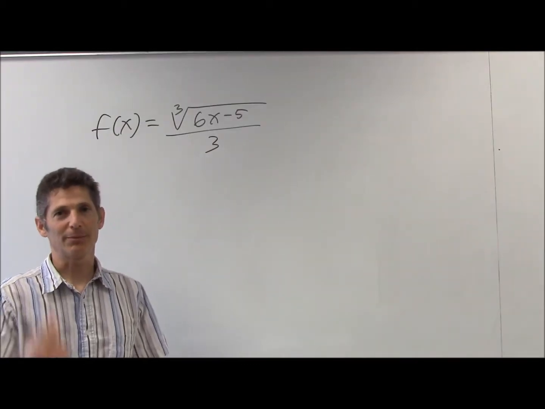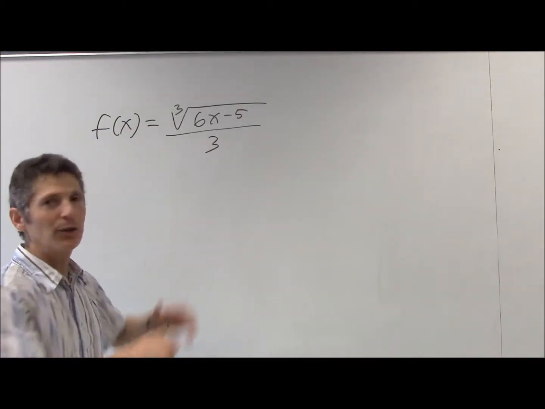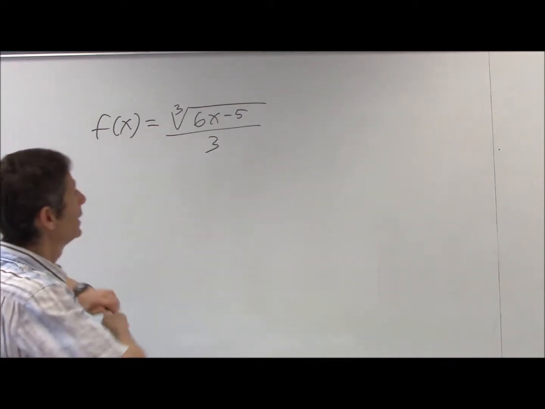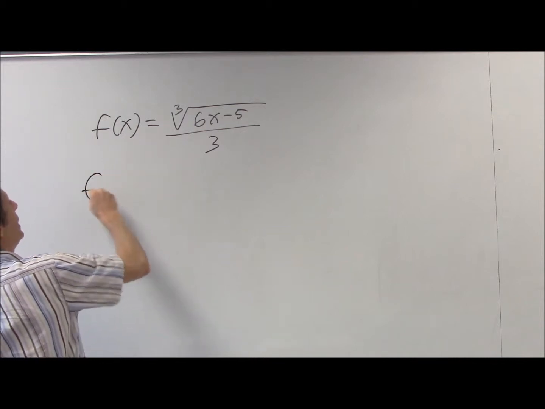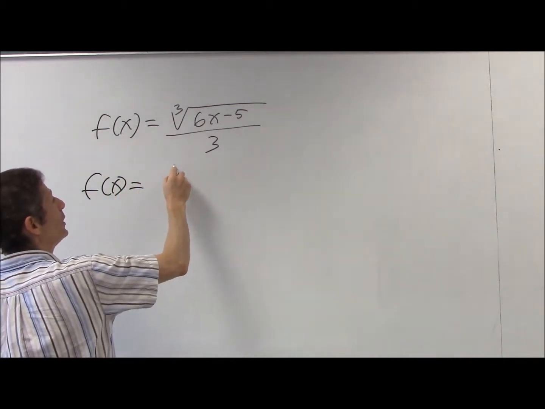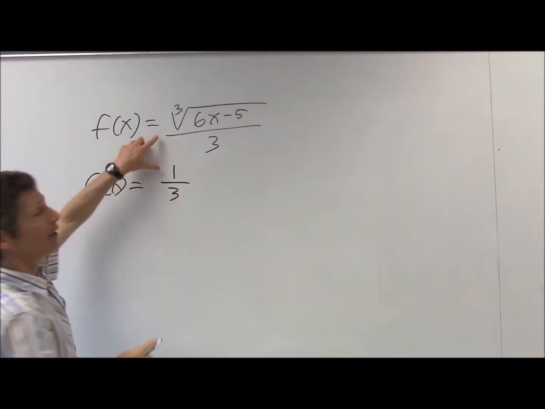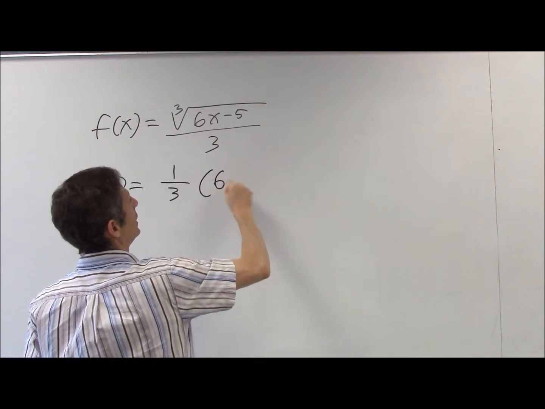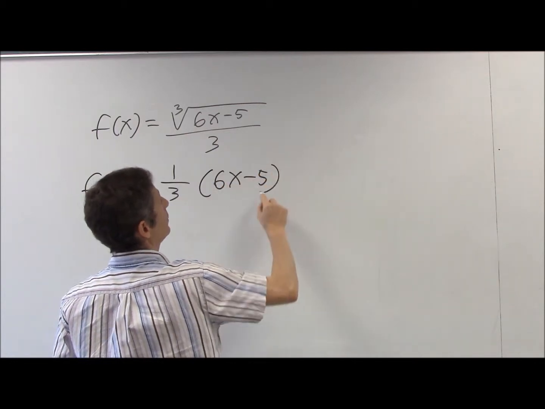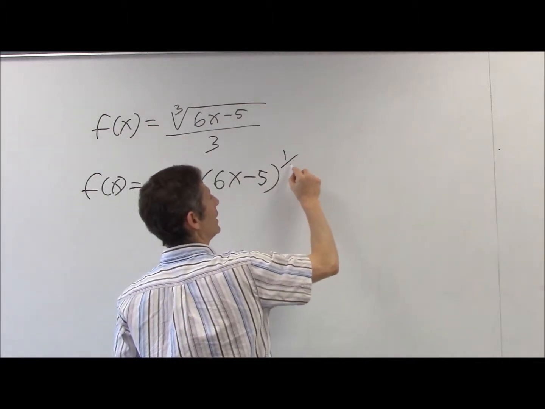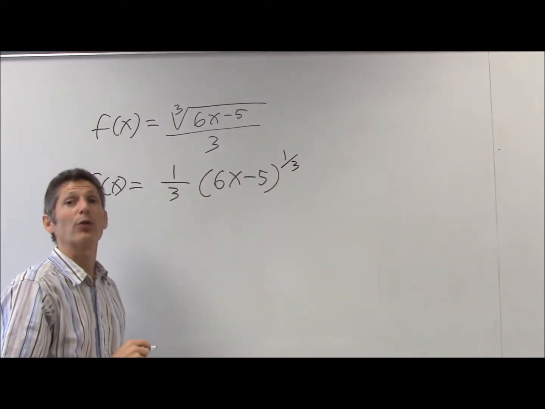Two more, Miss Stewart. All right. It kind of looks like it might be more rough, but it's really a piece of cake. It's all a matter of rewriting. This is not the derivative. I'm going to rewrite this as 1/3. I'm going to slide this whole thing off to the side. It is really 6x minus 5 being cube rooted, which is the same thing as raising it to the 1/3 power.